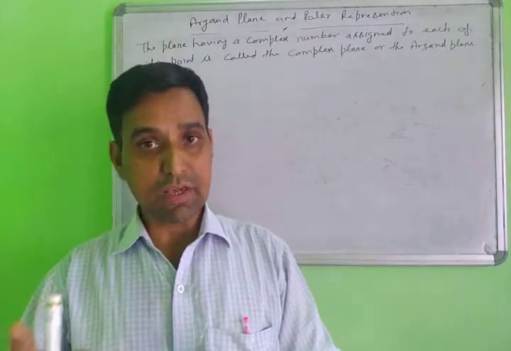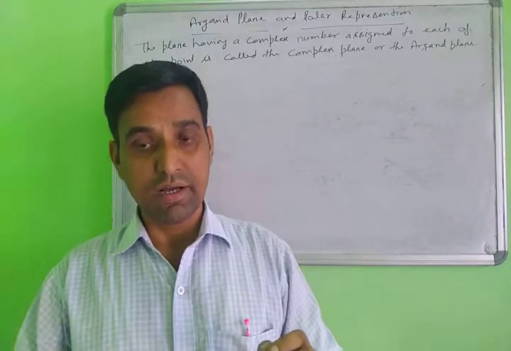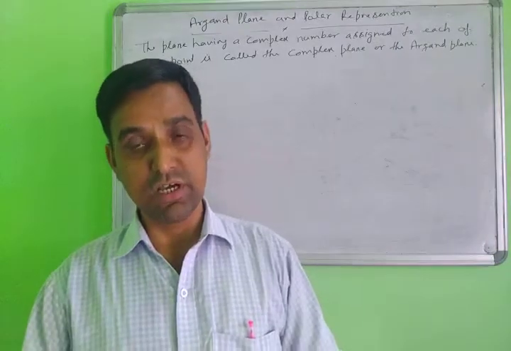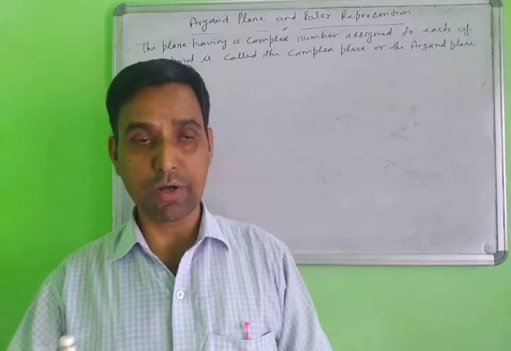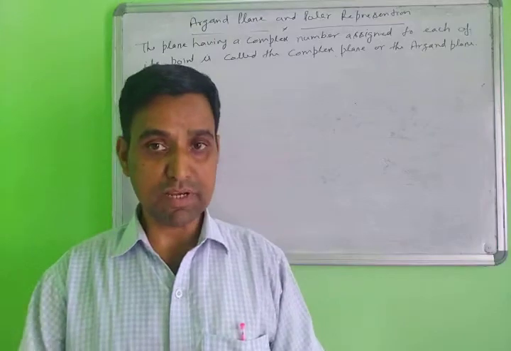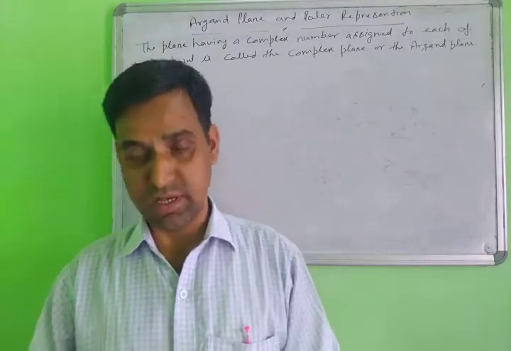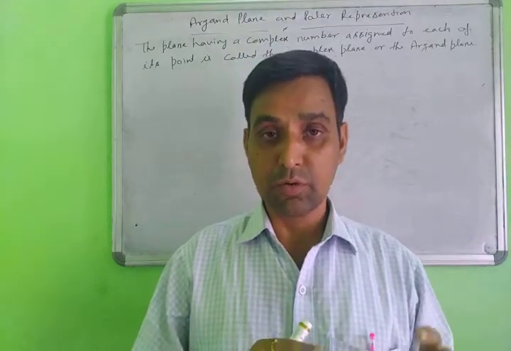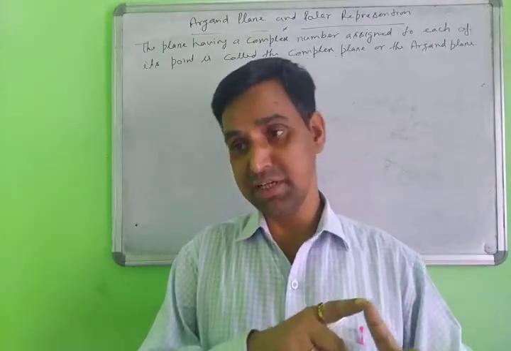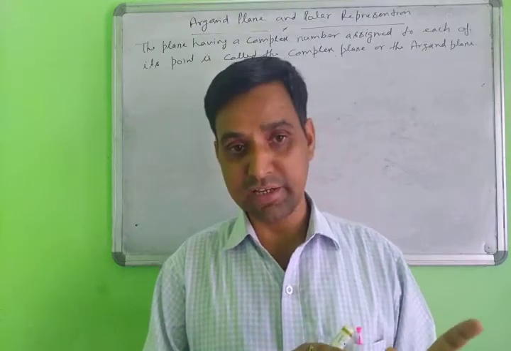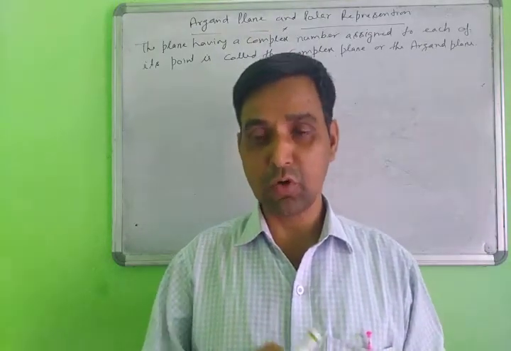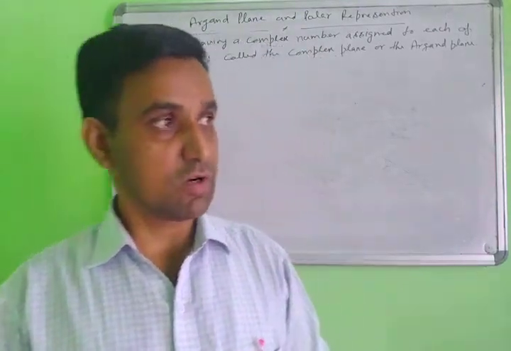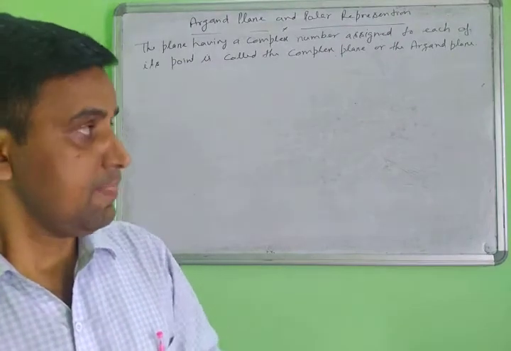The plane having a complex number assigned to each point is called the complex plane or Argand plane. It means complex plane and Argand plane are the same thing. Those planes have real and imaginary parts assigned to each point; a plane of this type is called the complex plane, otherwise you can say Argand plane. Now let's discuss the Argand plane and the complex plane.